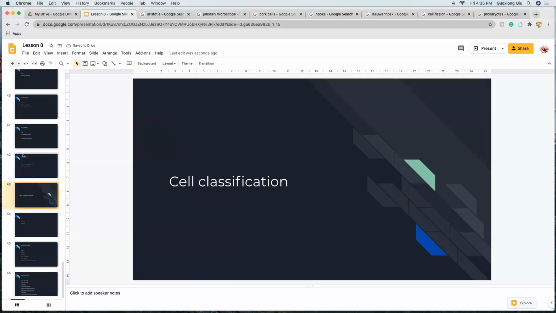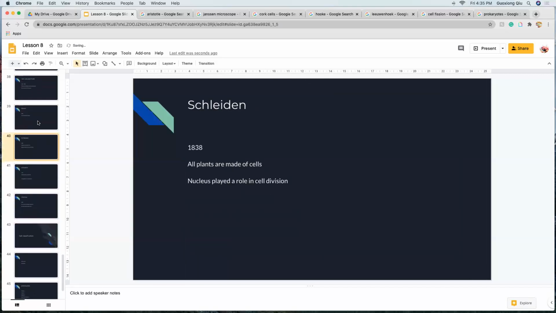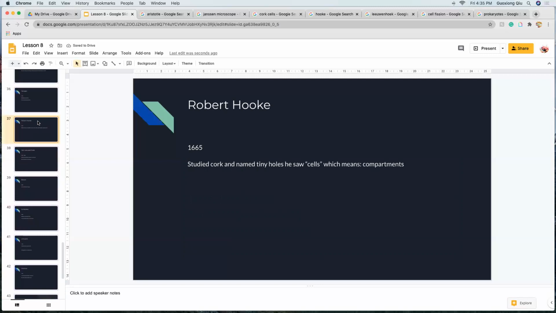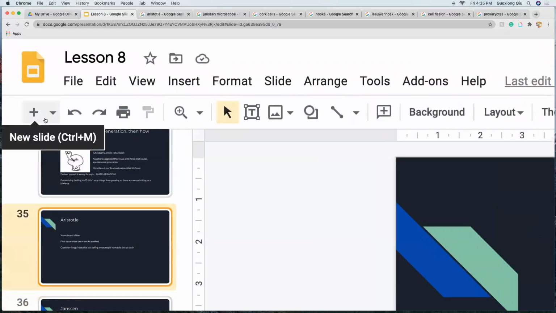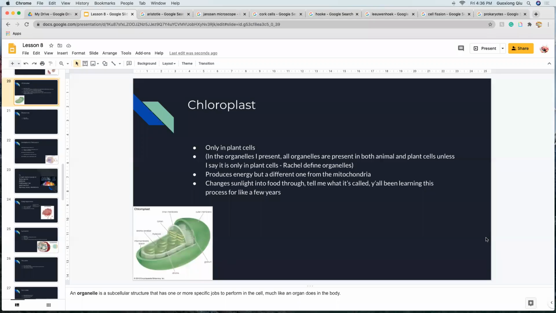I just realized I did not define what organelles are, and I know I wrote the definition somewhere, and now I am going to look for it. Okay, I found my definition of an organelle. It's down here. I copied and pasted it.